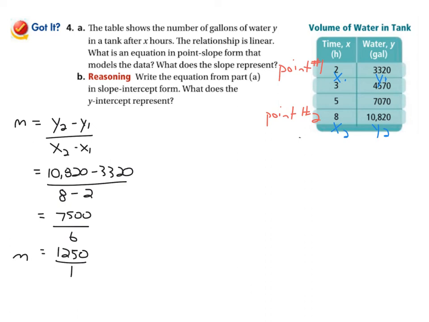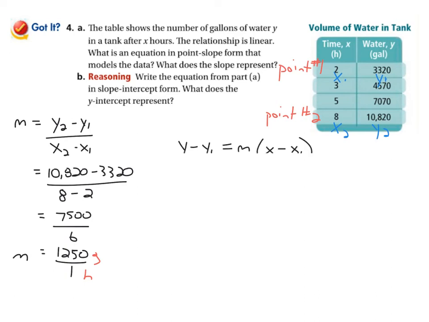1,250 over 1, which, by the way, what is this number on top? What is the y coordinate? That's the number of gallons. So if I write that as gallons, and this on the bottom is hours, then what we get as a slope is we have it filling at 1,250 gallons per hour. For every 1 hour, it's filling at that, right?